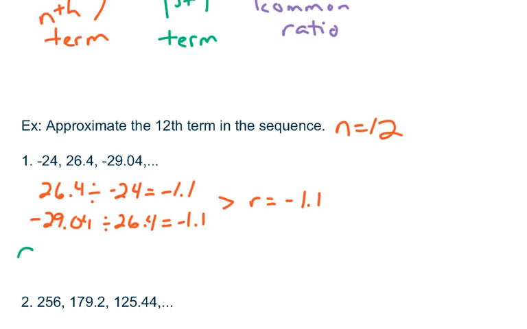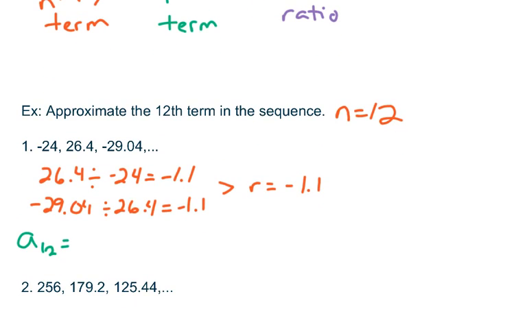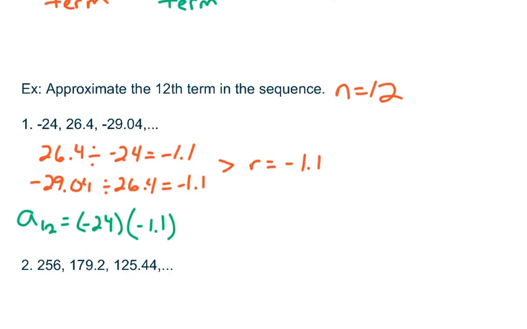I'll do this in green. So a sub 12 is equal to our first term, which was negative 24, so we'll say negative 24, times our common ratio of negative 1.1 to the, let's see, what is it, 12 minus 1, n minus 1, so 12 minus 1 power. If you want to type this in your calculator quickly, you could go negative 24 times negative 1.1 to the 11th power. Just make sure negative 1.1 is in parentheses. Negative 24 doesn't necessarily have to be in parentheses, but I'm just putting it in parentheses for organization's sake.